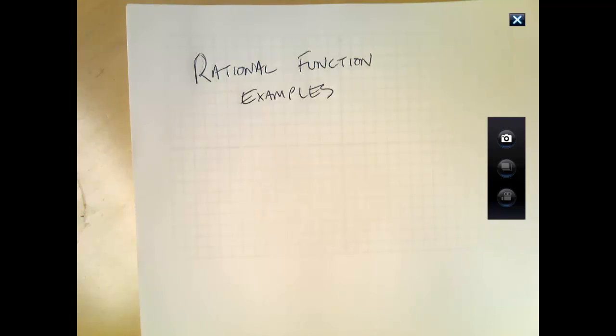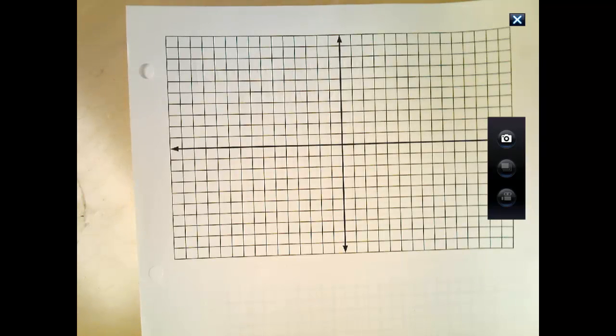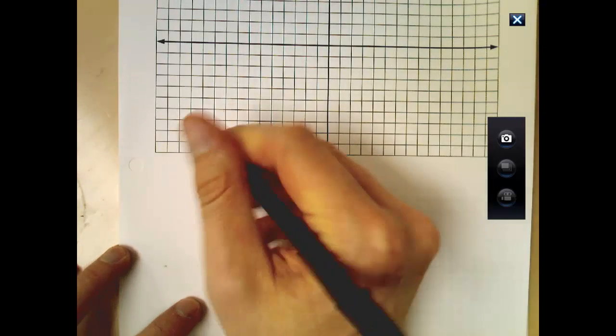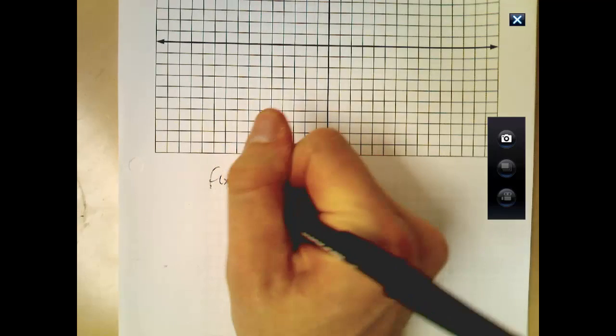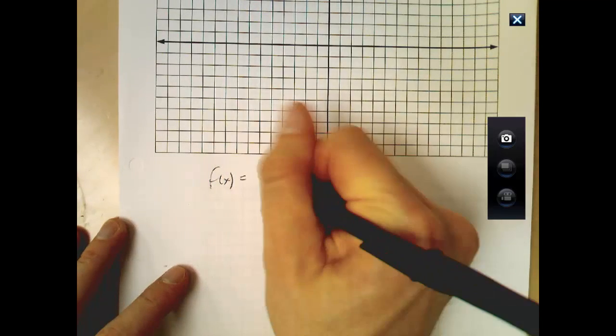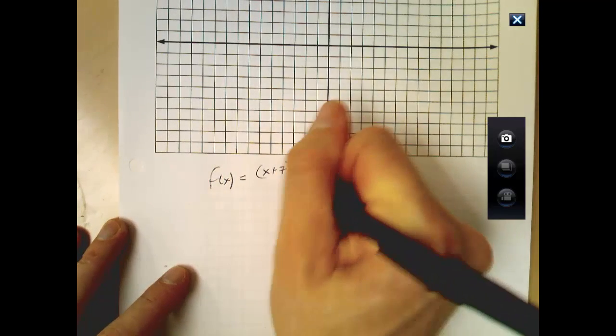We're going to do some examples of rational functions, and I'm going to show you what I expect you to be able to do on the test. We're actually just going through some functions that we used in class. So to start, let's have the function. I think I started you guys off with this one.